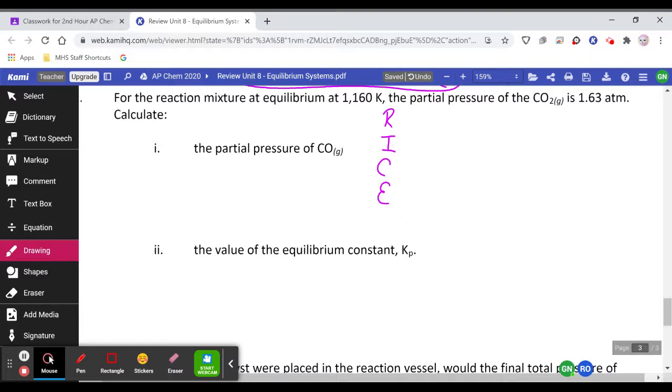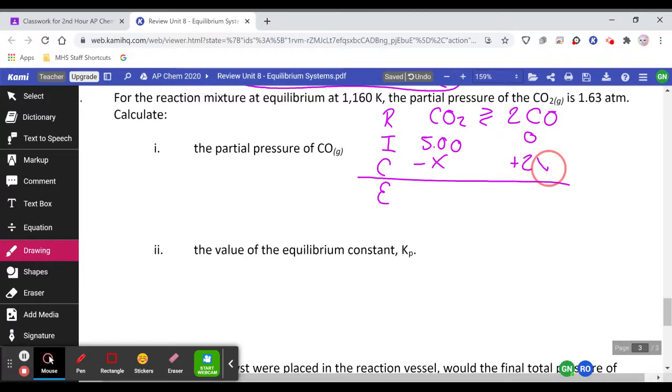and I only wrote out what mattered for equilibrium, so CO2 and CO. Okay, my initial pressure, they told us, was 5.00 for our CO2. My initial pressure of CO then would be 0. So my change here would be negative x, and my change here would be plus 2x.